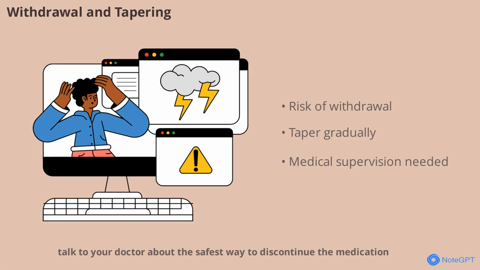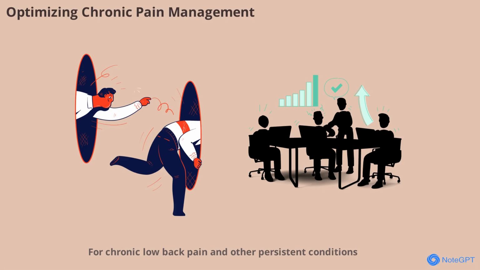In chronic low back pain and other persistent conditions, muscle relaxants should not be the sole therapy. Instead, a comprehensive approach that includes physical therapy, exercise, and self-management strategies is recommended. Interdisciplinary pain programs can help patients develop skills to manage pain, improve function, and reduce reliance on medications. This holistic strategy leads to better long-term outcomes.